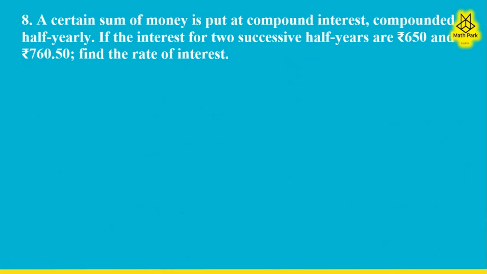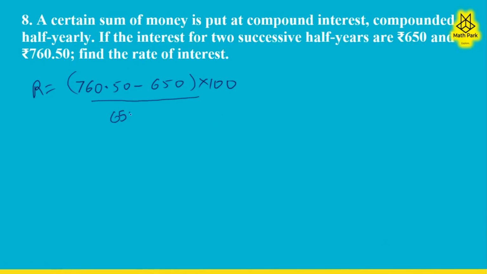Moving to question number 8. A certain sum of money is put at compound interest compounded half yearly. If the interest for two successive half years is 650 and 760.50, find the rate of interest. So rate of interest is the difference between the interest for successive years, which is 760.50 minus 650 upon the original, which was 650, into 100.